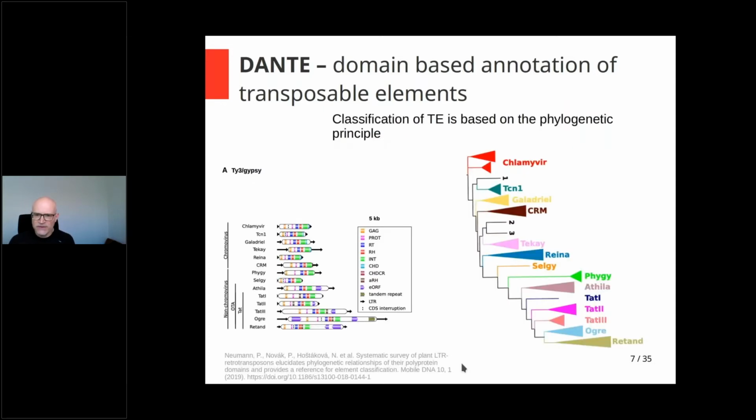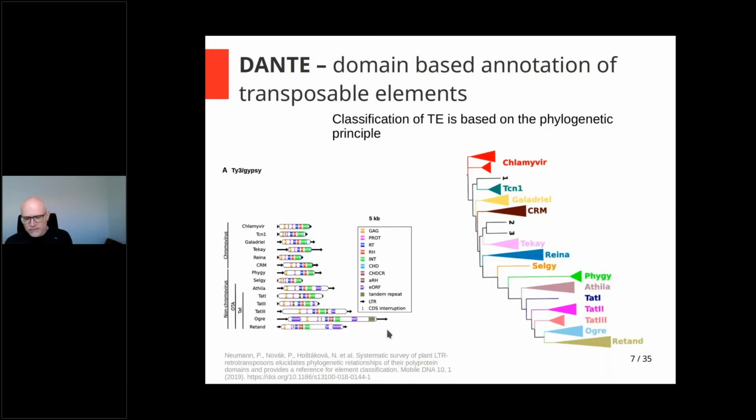This database basically is composed of proteins. So here you can see on the left side the scheme of the transposable elements which are present in the RexDB database, and these colored areas are coding sequences. These are conserved domains, and these are actually part of the RexDB database, and they are classified based on the phylogenetic principle.